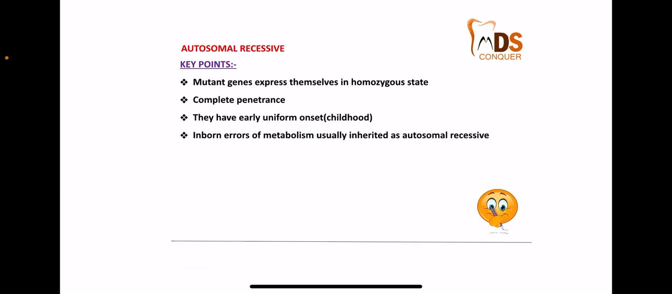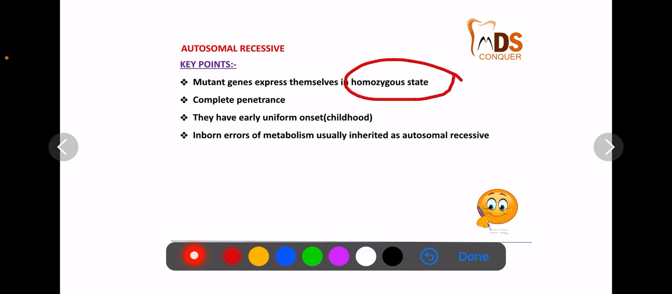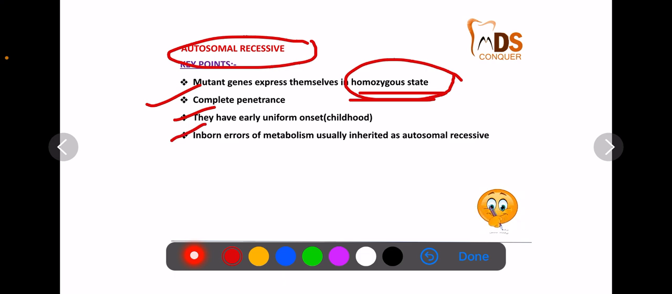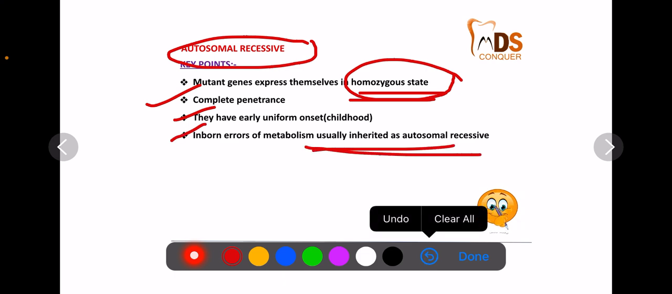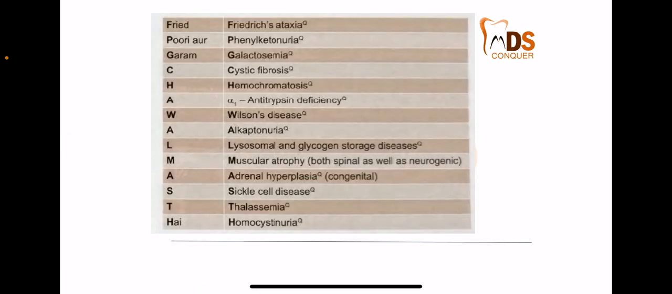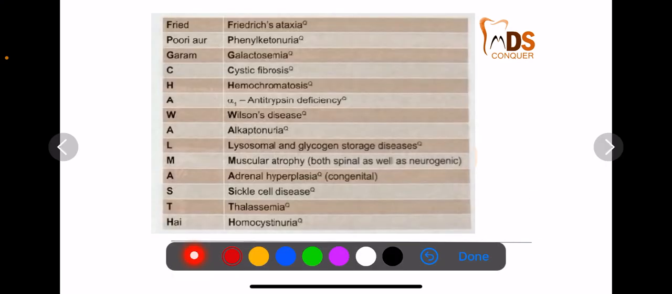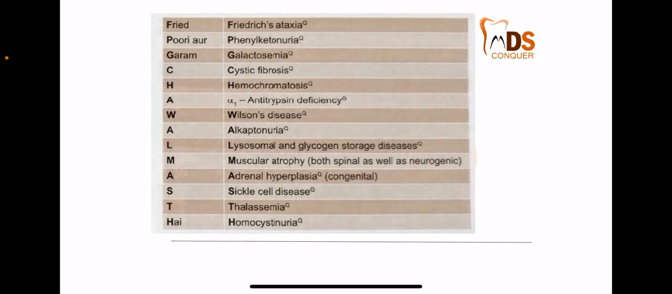Next, autosomal recessive. The key points are that mutant alleles express themselves in the homozygous state. So if a disease is said to be autosomal recessive, then you have to draw your pattern as homozygous. There is complete penetrance and early uniform onset, and inborn errors of metabolism are usually inherited as autosomal recessive. These are the various autosomal recessive disorders. This is the mnemonic and these are the diseases. Quite important, note them down.